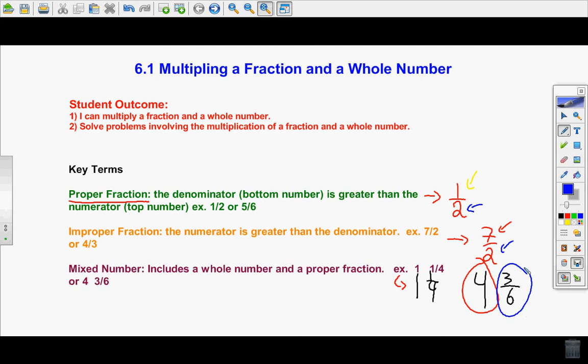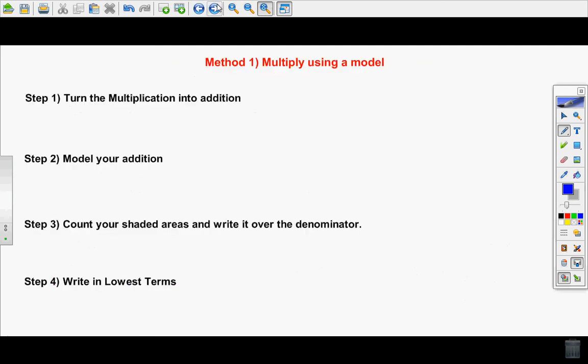So let's look at our first example of how to actually multiply these whole numbers and fractions together. If we're going to multiply a whole number and a proper fraction together, we're going to look at this method first, which is multiply using a model. In step 1, oh, you can't really see it very well. Let's try that in a different color. Let's go with red. Okay. Looking at the question, 3 times 5 over 6 can be our question.